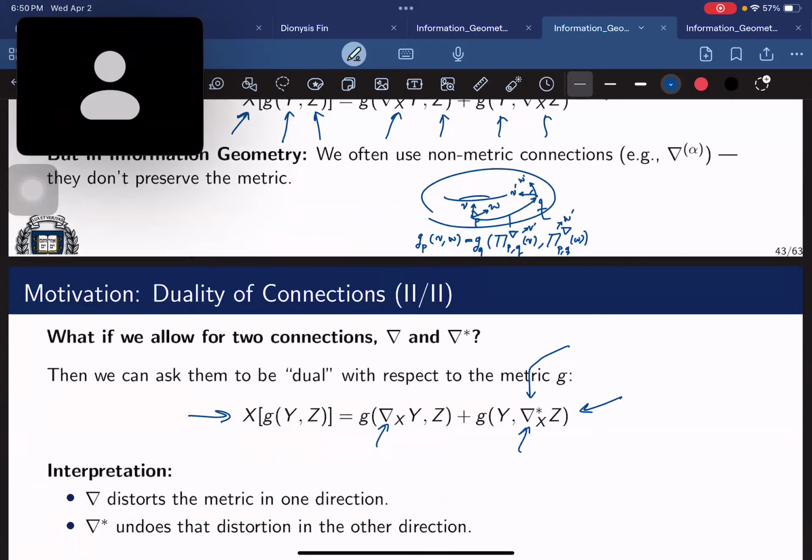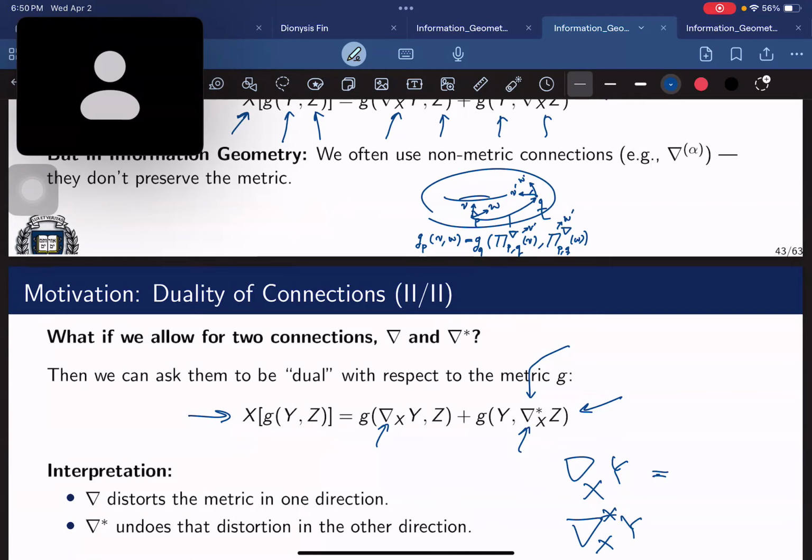So what does it mean intuitively? The connection calculates moving from x to y. So it takes the derivative with respect to x of y, but the dual one somehow does the inverse thing of calculating the derivative, or another derivative, of y with respect to x.